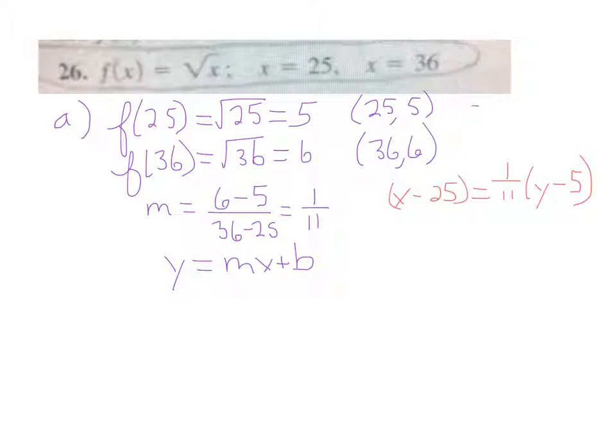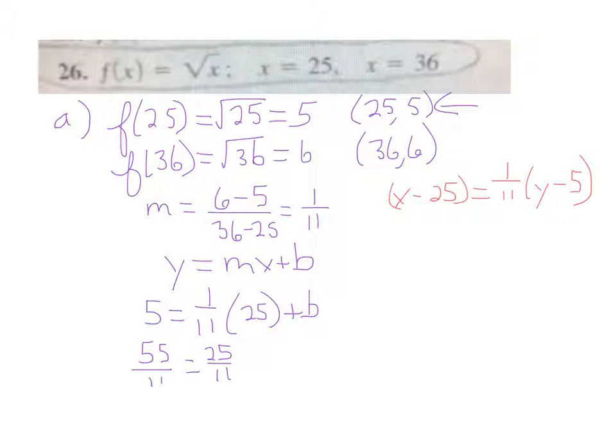So what we're going to do is substitute in the x and the y that go together. So y is 5 when x is 25, and we know m because m is 1 over 11. We worked that out already. And so when we work this out, we'll make 5 into 55 over 11, because that's the equivalent fraction with a denominator of 11. And then we have 25 over 11 plus b. So b, if we take this over to the other side and subtract, is 55 over 11 minus 25 over 11, or 30 over 11.